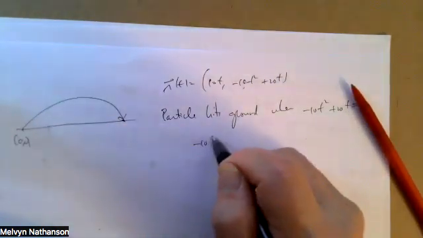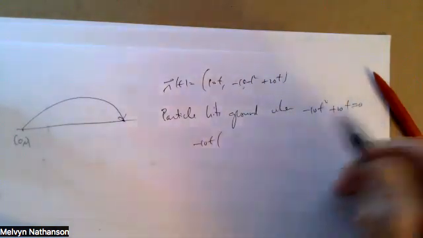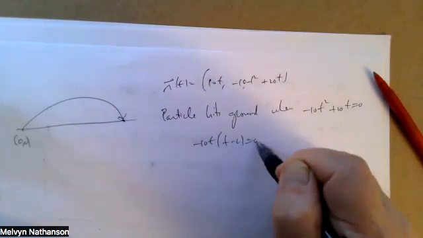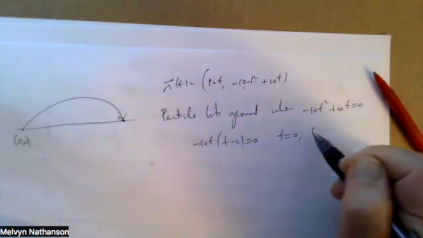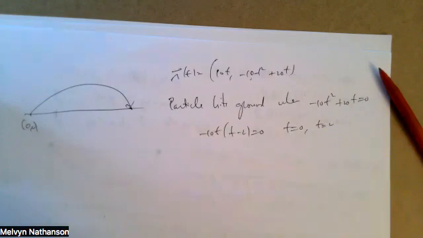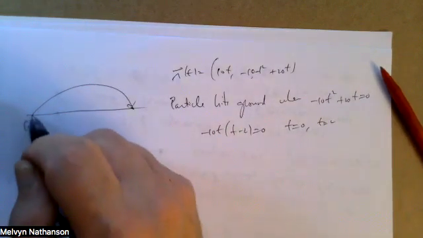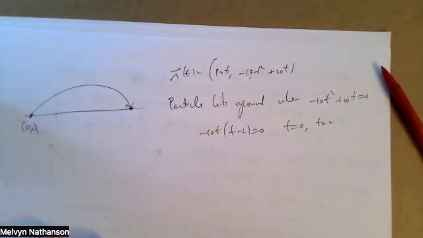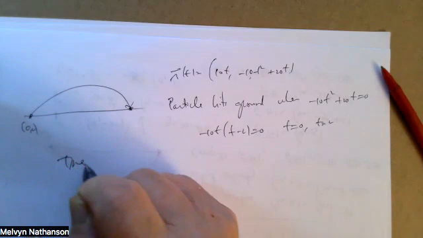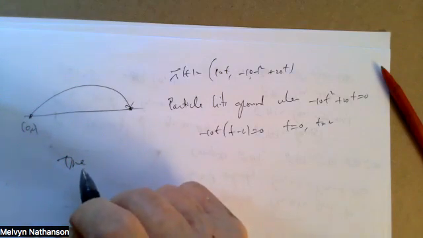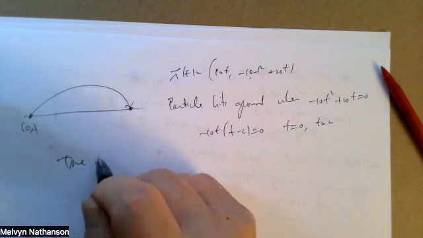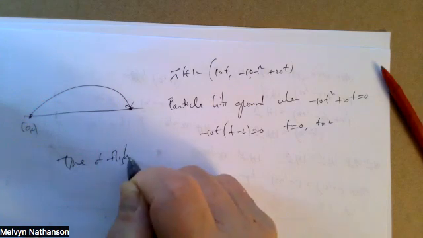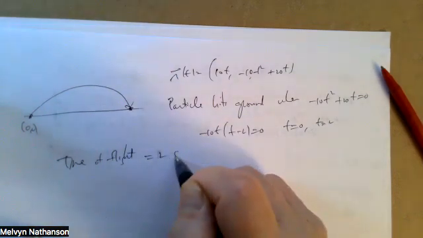That's the same as minus 10t, I can factor that out, t minus 2 equals 0. So t equals 0 or t equals 2. t equals 0 is when it starts. It's at ground level. 2 seconds later, it hits the ground again. So the time of the flight is 2 seconds.